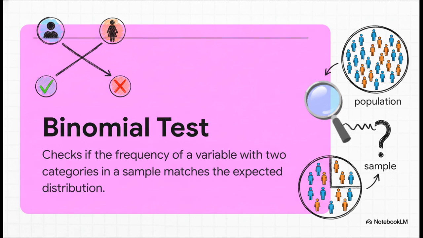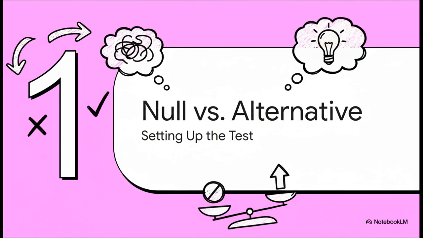So here's the key. The test is perfect for situations where you only have two possible outcomes. Think pass or fail, yes or no, heads or tails. It helps us figure out if a small group, our sample, is truly different from the larger group it came from, what we call the population. Now, before we can actually use the test, we need to frame our question in a very specific way. And in statistics, that means setting up two competing ideas, the null versus the alternative hypothesis.